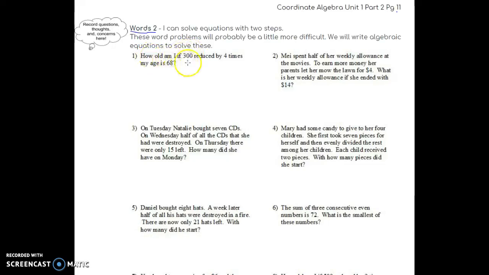How old am I if 300 reduced by 4 times my age is 68? There are tons of ways to do these algebraically. Okay, but let's think about this. If I'm 300 reduced by 4 times my age is 68. Sorry, 300 reduced by 4 times my age is 68. Do I know how old I am?